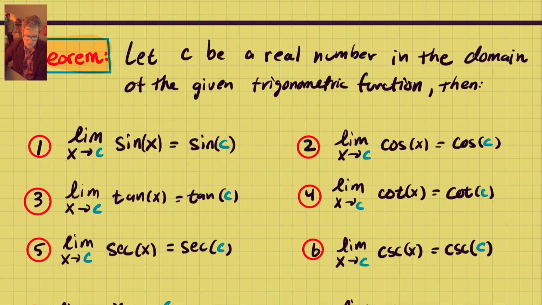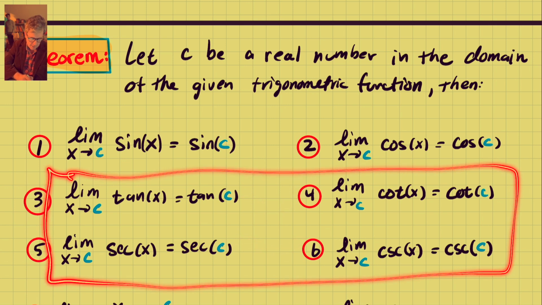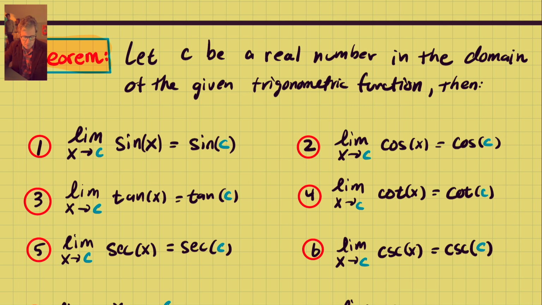And so the only caveat here is that C has to be in the domain of the trig function, okay? So sometimes, for example, if you recall your tangent and your cotangent, they'll have certain values where they're undefined, and so you obviously can't evaluate the limits at those values. Same with secant and cosecant. Sine and cosine work everywhere, but these four here, you have to be a little bit careful of the domain, but most places it's fine.